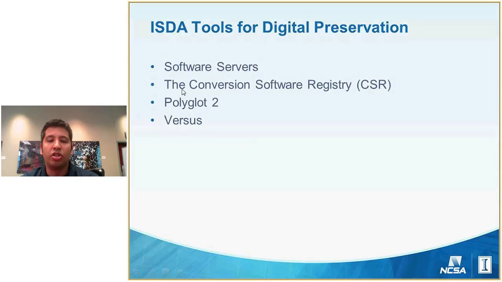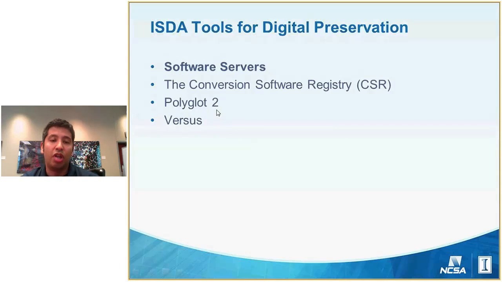And then what also came out of this was the Conversion Software Registry. This is a database of software indexed according to what they can open and save. It's a way to find what software you need for your particular needs. Then Polyglot 2 glued all these things together. And Versus, which Luigi already talked about, came out of this too, in terms of the 3D utilities getting put into that. Versus is now being used for identifying information loss in Polyglot 2.